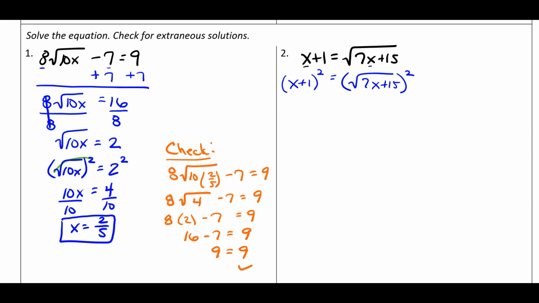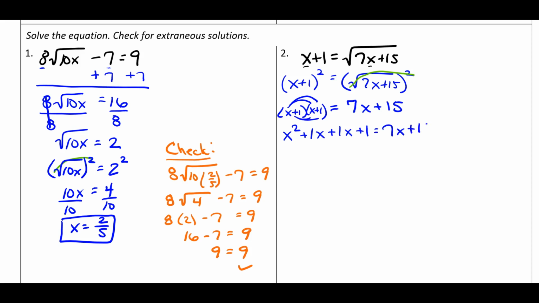Now on the right side, that square undoes the square root. So all I'm left with is 7x plus 15. However, on the left side, I have x plus 1 squared. And if you remember, x plus 1 squared means write it twice. x plus 1 times x plus 1. Which means we have to distribute this product. So x times x is x squared. x times 1 is 1x. 1 times x is 1x. 1 times 1 is 1.